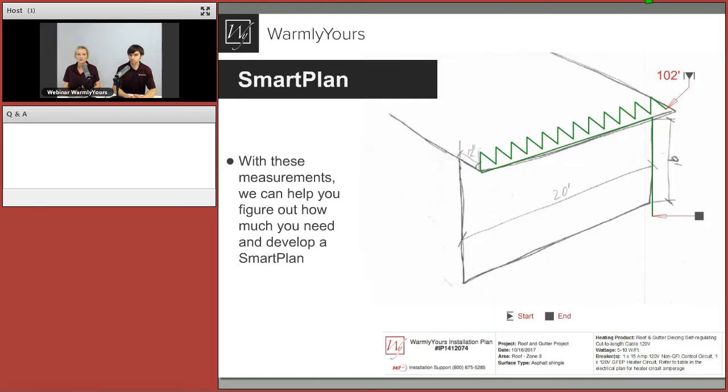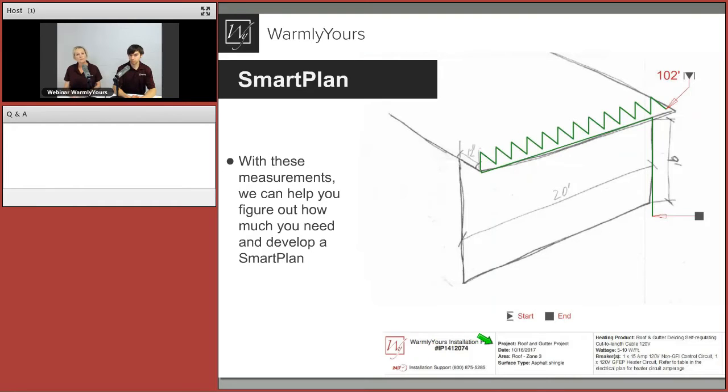So this is one of our smart plans. As you can see, the heating element, we've designed here, the roof and gutter de-icing system. You see that on the roof, you see that coming down the drain spout, and then we give you some information at the bottom. So let's walk through that. We always identify these plans. It makes it very easy for you to call us and give us the ID number, so that anyone who answers the phone can very quickly pull up that plan and discuss it with you.